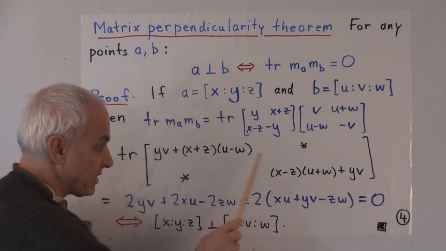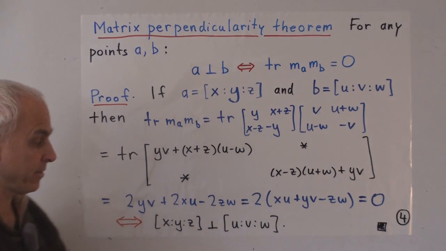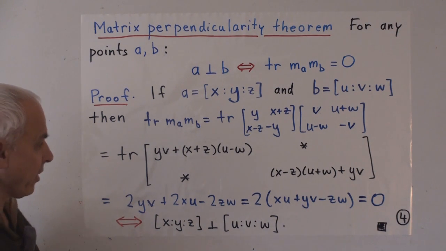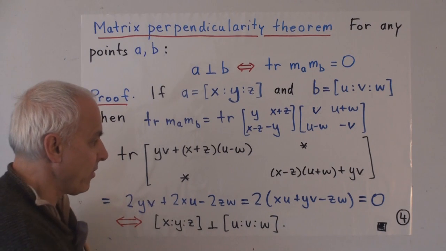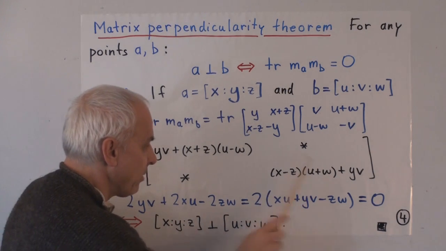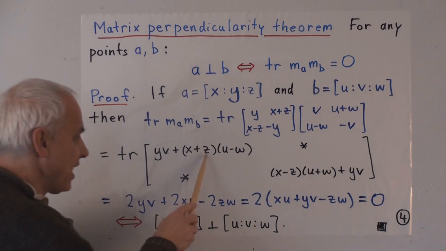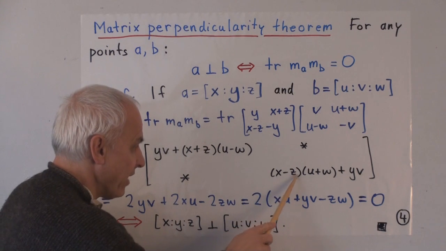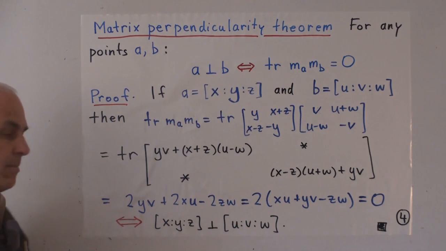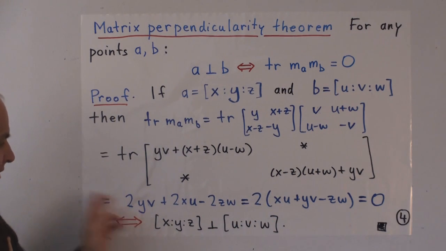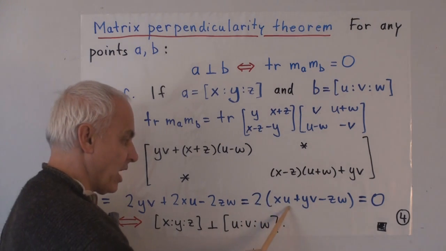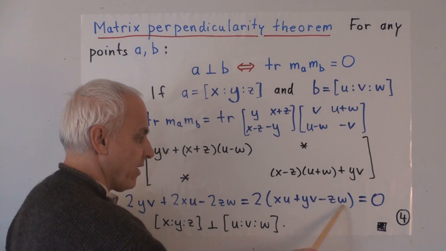Zw occurs with a minus sign there and also with a minus sign there, so we're going to get those. And then the other terms disappear. So the xw there cancels with the minus xw there, and the zu there cancels with the minus zu. So that's all that we end up getting. We can factor the 2 out, and we get 2 times (xu plus yv minus zw).